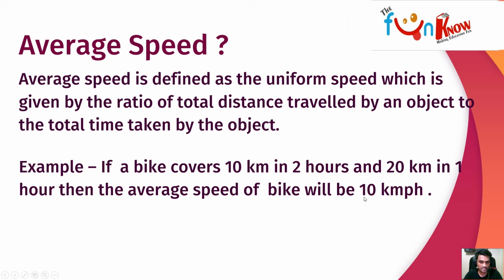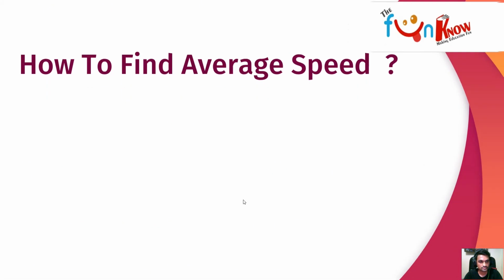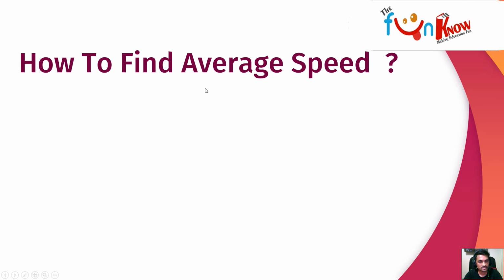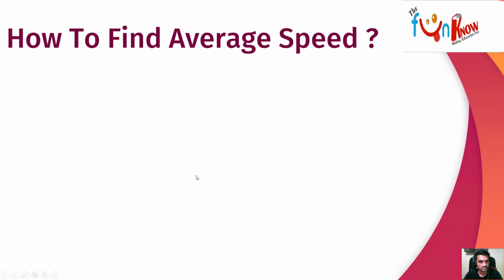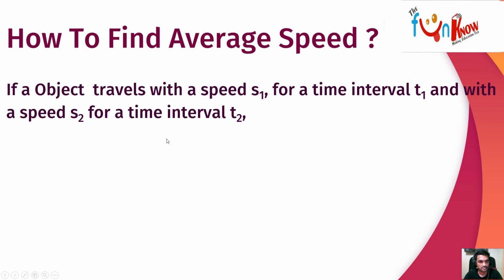So how did we find this out? So we'll find it out now. So how to find average speed? So here's the formula to find average speed. To find average speed, you need to know the total distance and total time taken. If you don't have these two values, you won't be able to calculate the average speed. So let's see the process of finding the average speed.